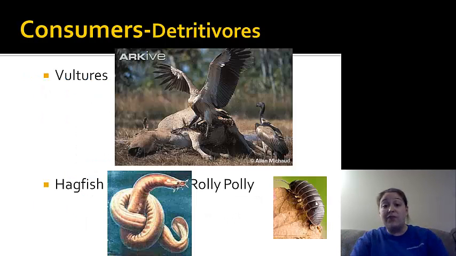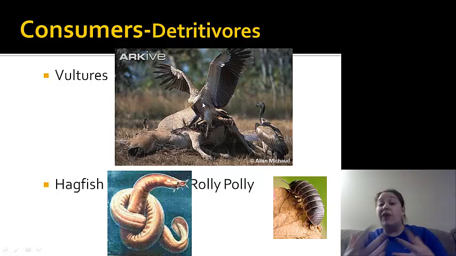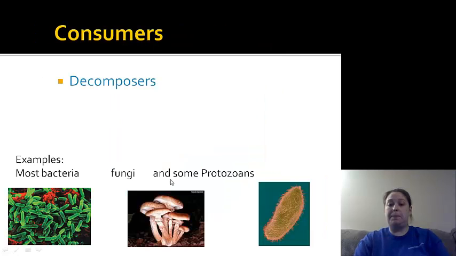Here we see detritivores eating refuse and waste. Here's a roly-poly on some feces, and then we see vultures eating refuse, or waste, dead material. And decomposers are going to be bacteria, fungi, and some protists.